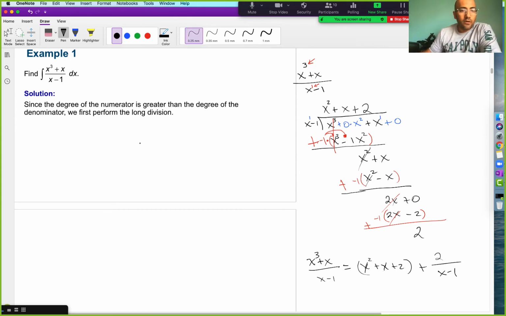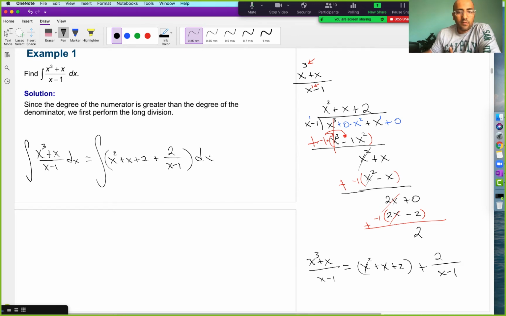Good. Okay, so now we can go back to our calculus question over here. We have this integral of x to the third power plus x over x minus 1 dx. And we say, okay, well that looks kind of ugly. Instead of doing that question, I'd rather answer this question: x squared plus x plus 2 plus 2 over x minus 1, the whole thing multiplied by dx. And now this is just several easy antiderivatives, right?